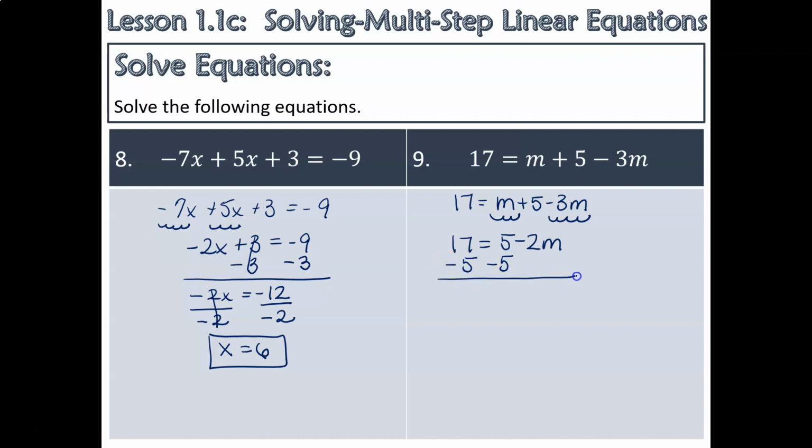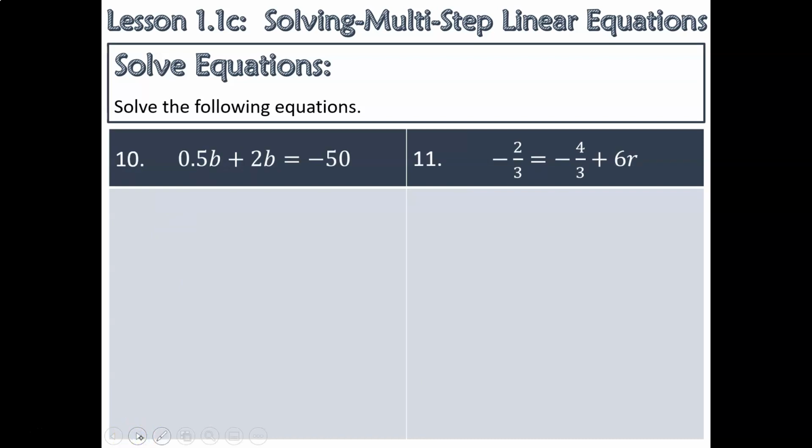A little tricky. There's no sign there, so you know it's positive. So you have to do the opposite. So this is 12 equals negative 2m. We're going to divide each side by negative 2 to undo this multiplication. So 12 divided by negative 2 is negative 6. That's your sign.